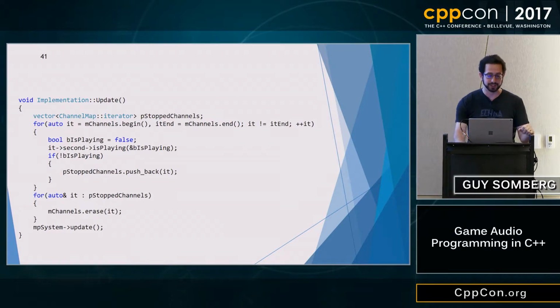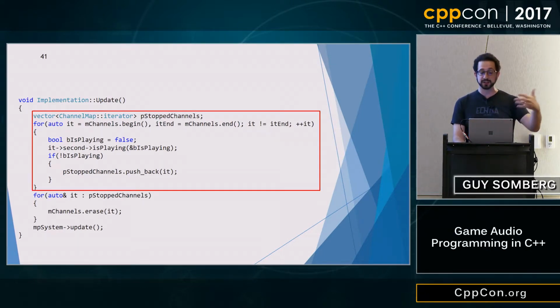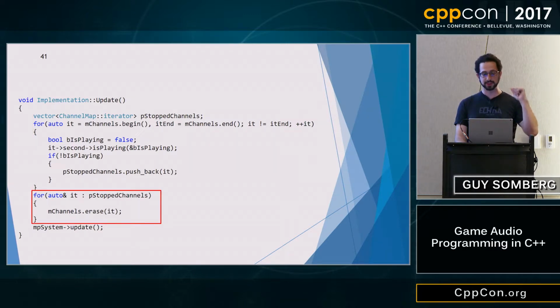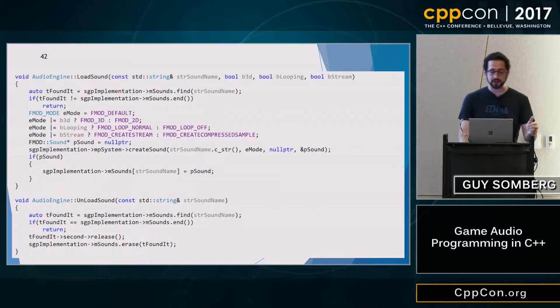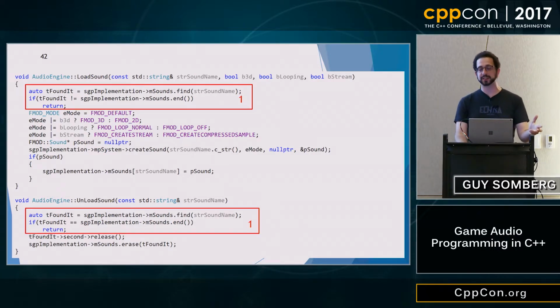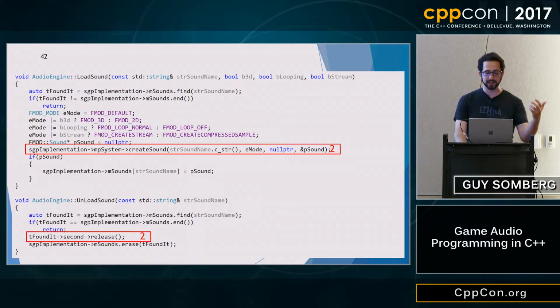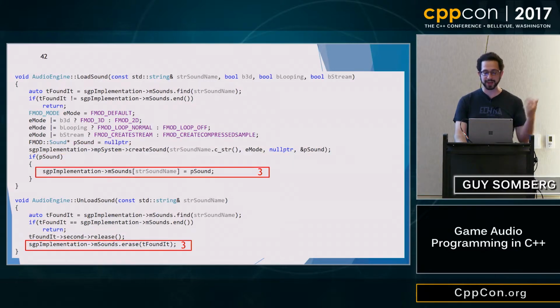Update function is more interesting than the constructor and the destructor. First we check to see if the sound is finished playing, and add it to a vector of iterators. We erase from the channel map any channels that are finished, and then update the system object. Load sound and unload sound are matched pairs. First we check to see if the sound is already loaded. Then we either load or unload the sound, and then we add or remove it from our backing store.